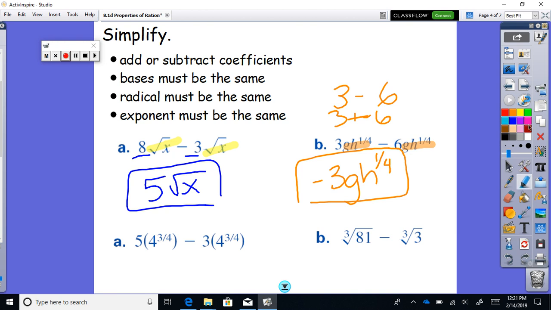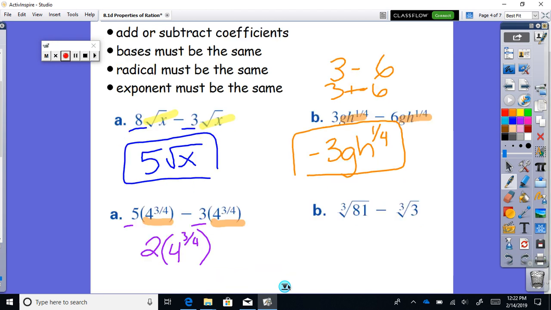Here, I have 5 of these minus 3 of these. Notice how those are the same: 4 to the 3/4, 4 to the 3/4. So 5 minus 3 gives me 2, with 4 to the 3/4 left. It's just like if you have 5 calculators, take away 3 calculators, now you have 2 calculators. Well, instead of calculators, you have 4 to the 3/4. It kind of makes sense, right?